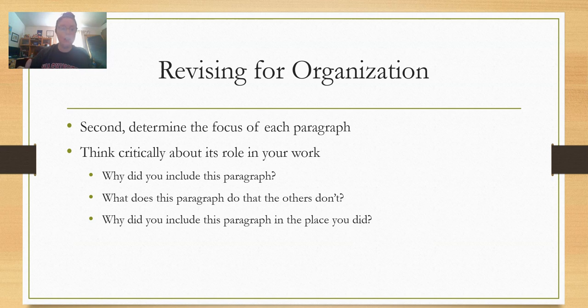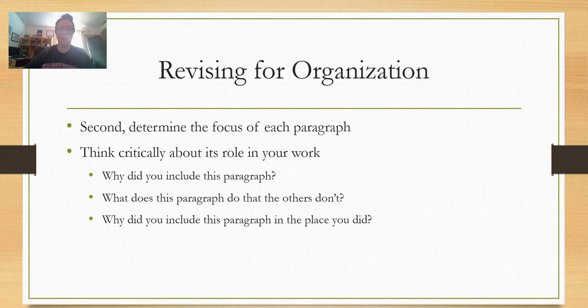The next thing that you want to do, once you've established that purpose for the document in its entirety, is to determine the focus of each paragraph. You want to think critically about its role in your work. So as you go through, you want to answer each question: why did I include this paragraph? Why is it necessary for me to write this content and to have my reader read it? You also want to ask, what does this paragraph do that the others don't? And how does it help me achieve the purpose that I have set forth for this piece of writing?